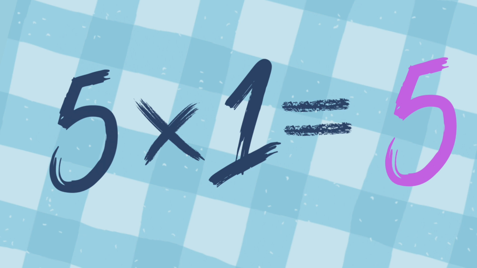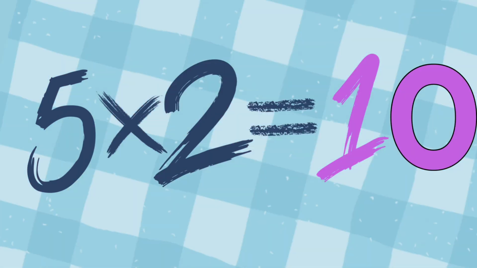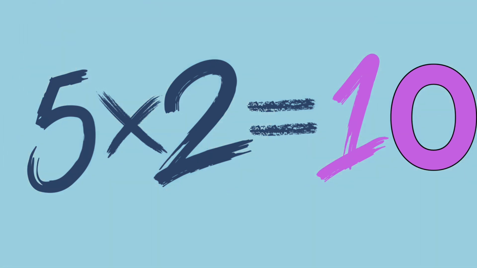5 ones are 5. Repeat after me. 5 ones are 5. 5 twos are 10. Repeat after me. 5 twos are 10.